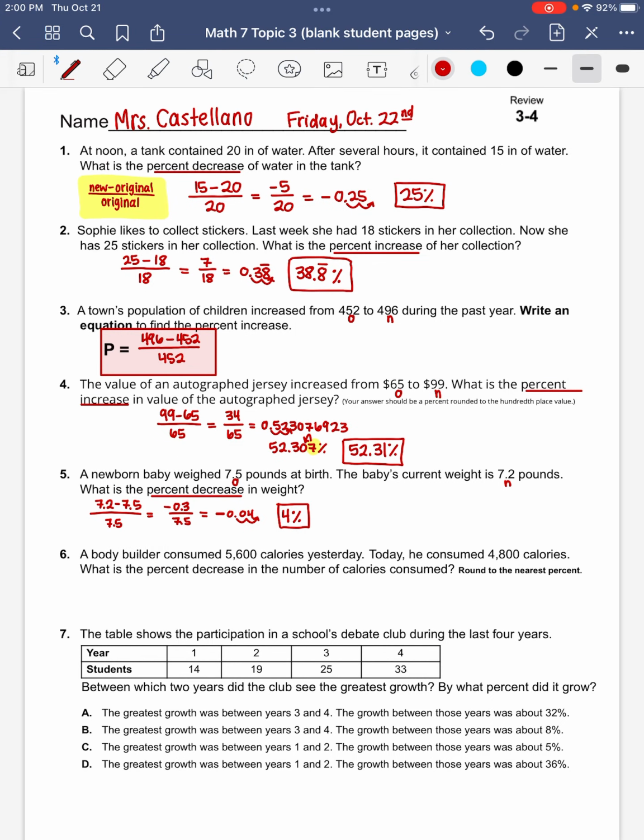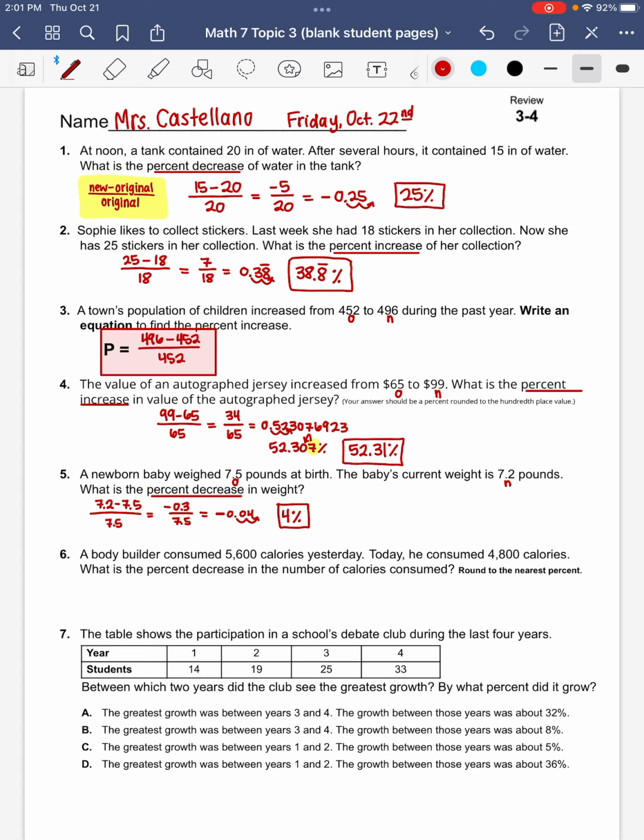Okay, number 6. A bodybuilder consumed 5,600 calories yesterday. Today he consumed 4,800 calories. What is the percent decrease in the number of calories consumed? And it tells us to round to the nearest percent.